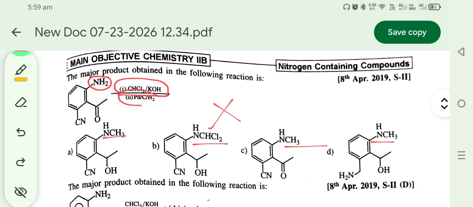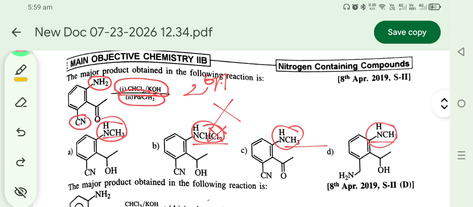The isocyanide further reacts with palladium and hydrogen. Isocyanides are converted to secondary amine. Here is the secondary amine. Here is the chloro, not one. It is also a secondary amine. It is also a secondary amine. And here there is a cyanide. The cyanide part also reduces. Here cyanide is not reduced. In this also cyanide is not reduced. In this, cyanide is reduced to amines. Hence D is the correct one.